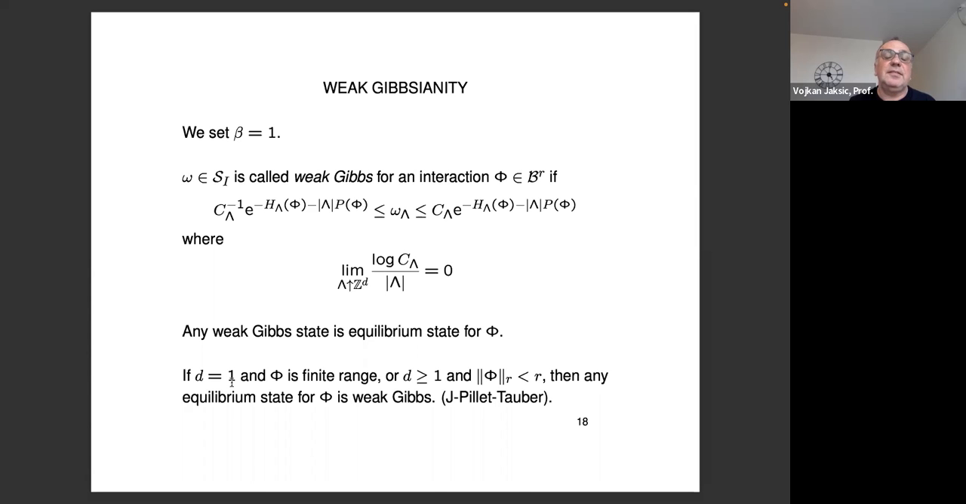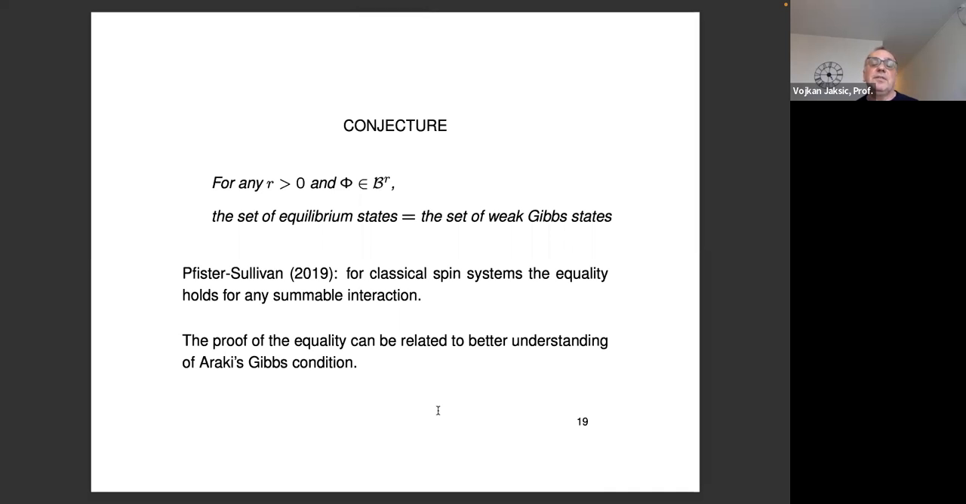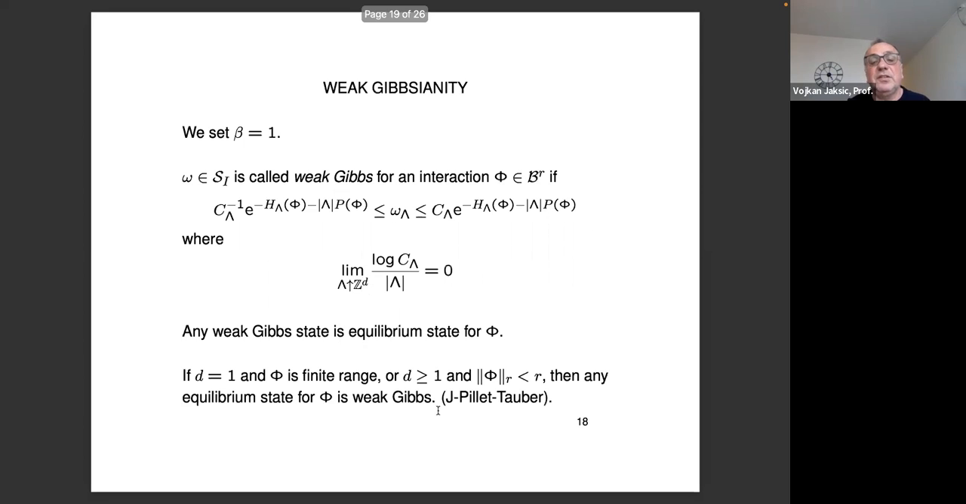If d is equal to one, in one dimension, and phi is finite range, or d is bigger or equal than one and we are at high temperature, with the specific estimate that the R norm of the interaction has to be less than some r, then any equilibrium state for phi is weak Gibbs. However, we do not know, and we believe it is a very hard problem, whether for any r positive and any interaction phi regular enough, the set of equilibrium states is equal to the set of weak Gibbs states. So we have only a high temperature result and a one dimensional result. The one dimensional result is basically due to fundamental estimates of Araki about one dimensional systems from 1961.